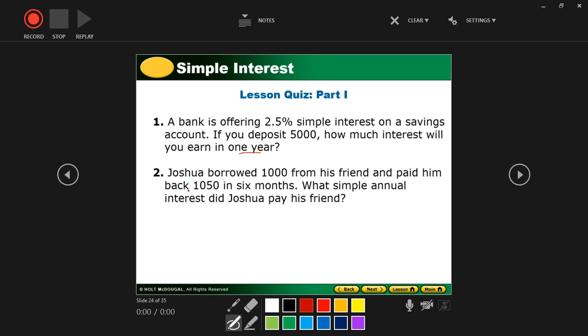Number two, Joshua borrowed 1,000 pesos from his friend and paid him back 1,050 in 6 months. What simple annual interest did Joshua pay his friend? So Joshua borrowed 1,000 pesos. What he paid after 6 months is 1,050. What simple annual interest did Joshua pay his friend? How much is his simple interest? Okay, you try solving that.